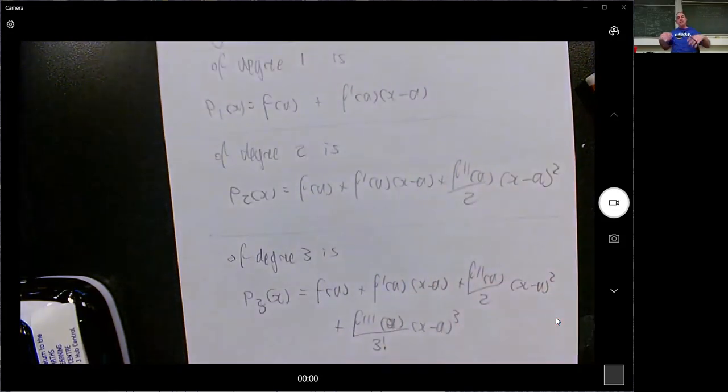And so on. If I want degree 4, I'll go to the next term. If I want degree 5, I'll go to the next one after that, and so on. I can stop anywhere I want. How do you feel about that?